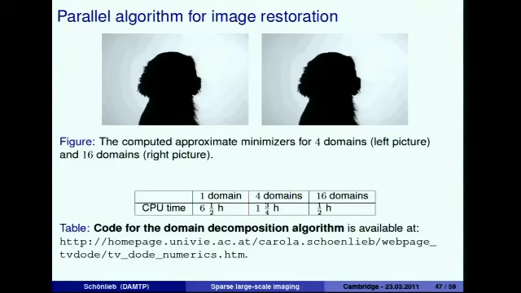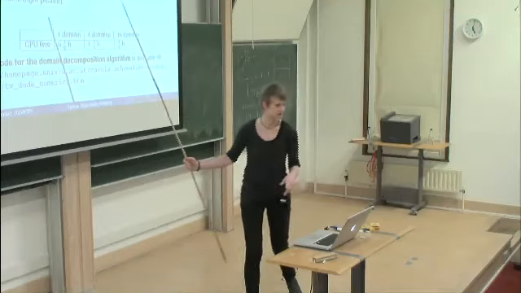With 4 domains, 1 hour 3/4, and with 16 domains, half an hour. So you see it's a linear decrease with the number of domains. This is already very good for domain decomposition people, and they were very surprised about this actually.